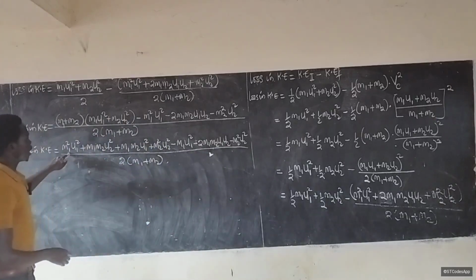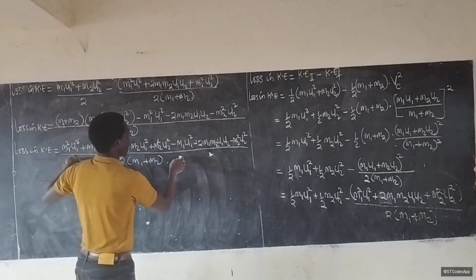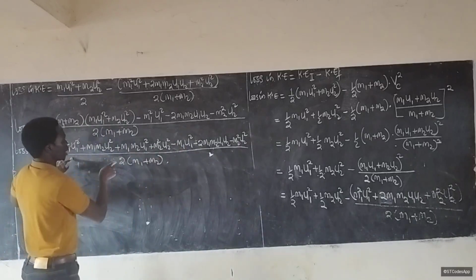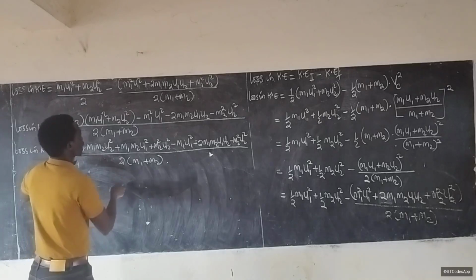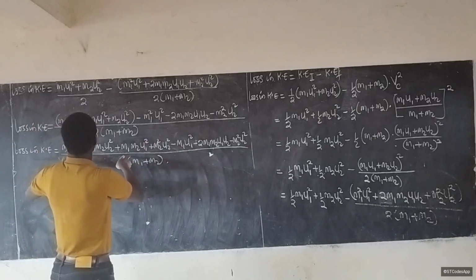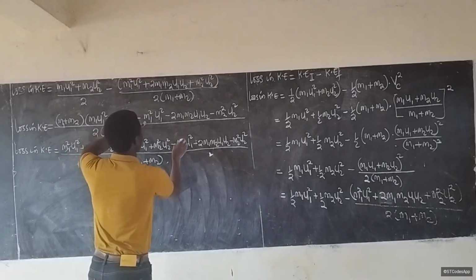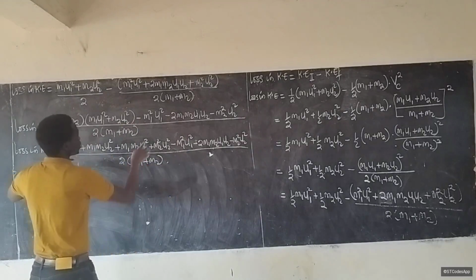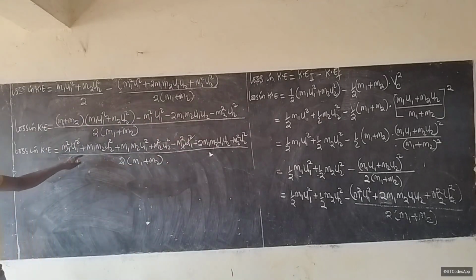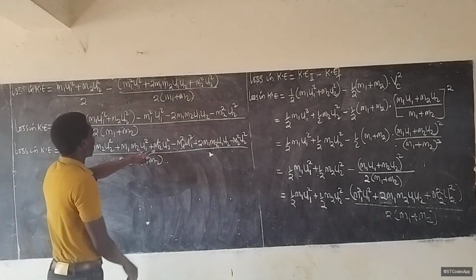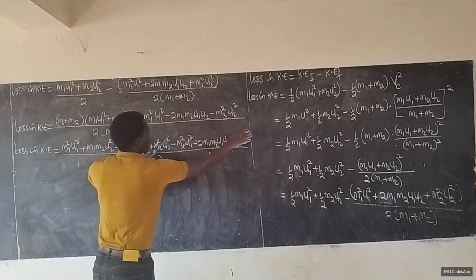So you see that M1 square U1 square will cancel with this and this. This should have been a square also, sorry. So this is a square, so this and this will cancel, and then we will have M2 square U2 square will also cancel with this.